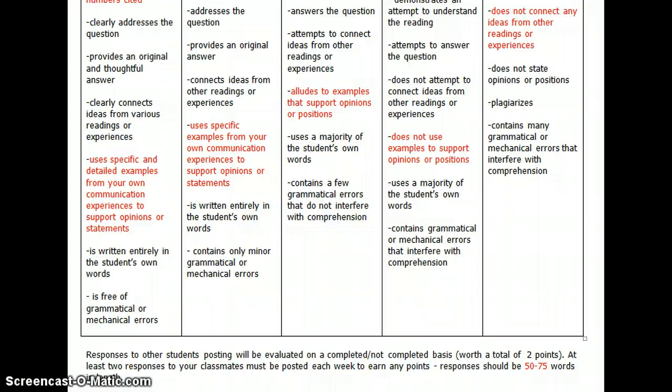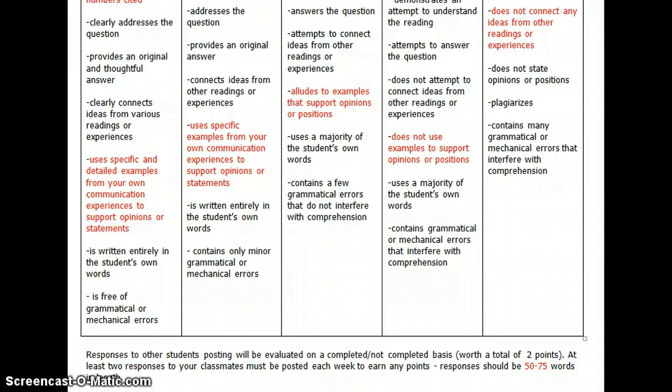But once you get yours posted, make sure that you go through and read your classmates' postings and then choose 2 of them to respond to. And remember, as it says here on the bottom of the grading rubric, your responses need to be 50 to 75 words in length in order to earn points.